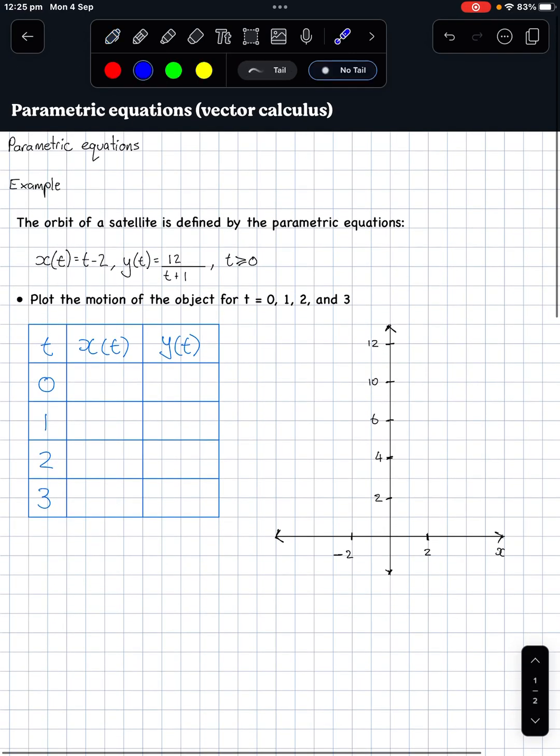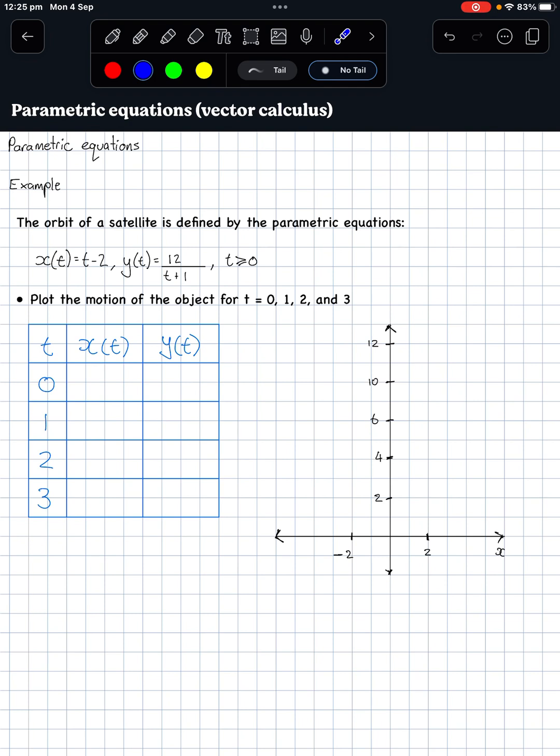So we're into vector calculus now, and this is just a refresher on parametric equations. I'm just doing the first example so we can move through the text pretty quick. The example question here is: the orbit of a satellite is defined by the parametric equations x of t equals t minus 2, y of t equals 12 over t plus 1, where t is greater than or equal to 0. So we're looking at these particular values here.